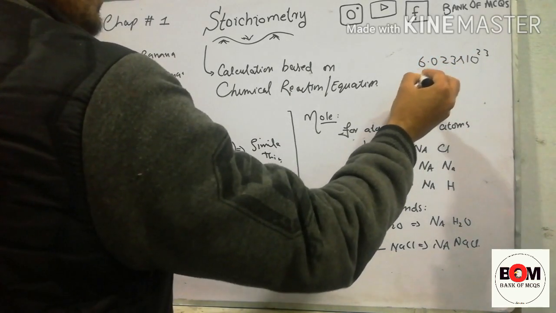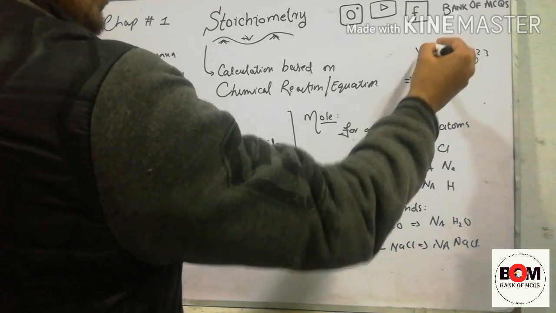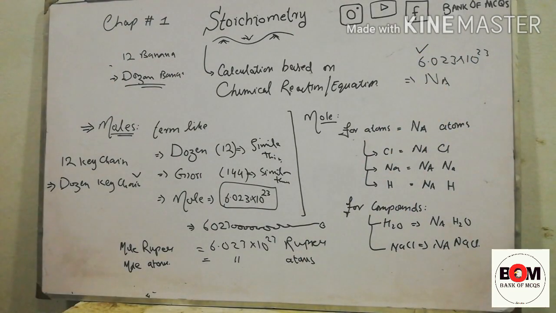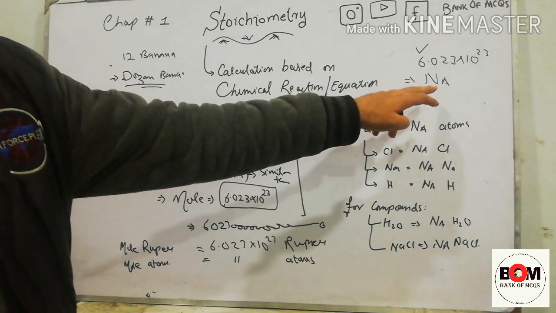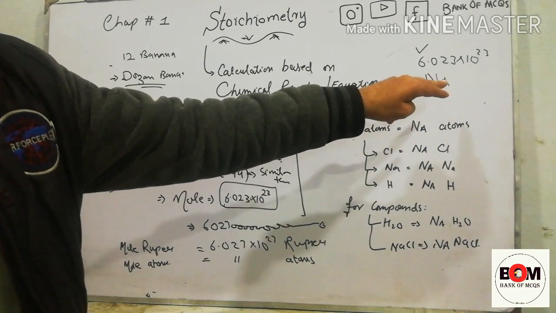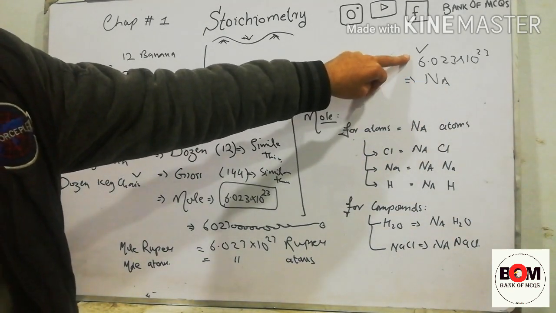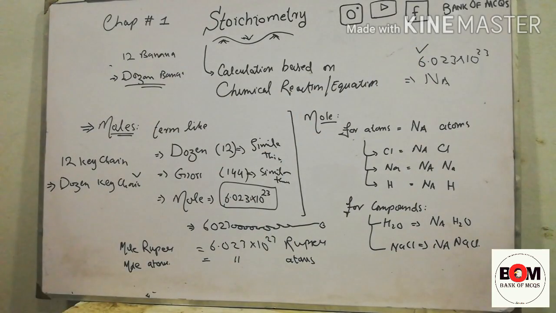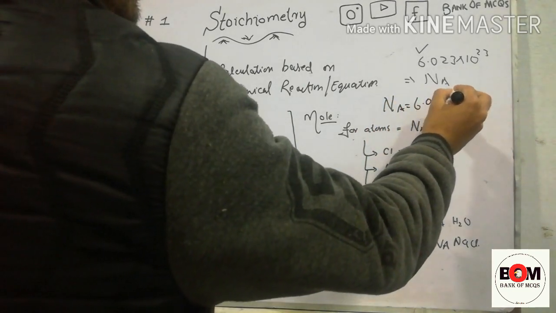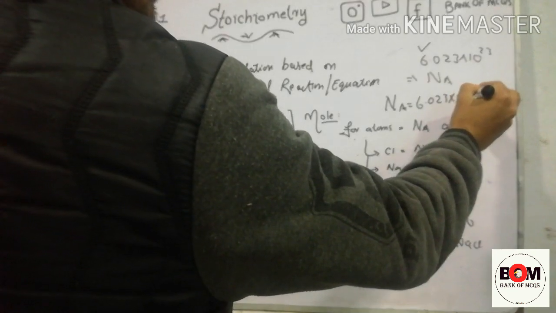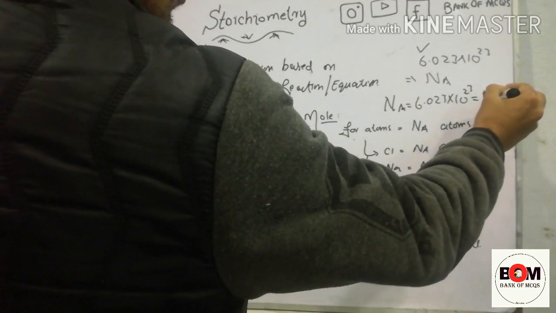In books and calculations, we represent the number 6.023 multiplied by 10 raised to the power 23 by Na, and this number is called the Avogadro number, discovered by a scientist named Avogadro. To avoid repeating this number in writing and calculation, we use the term Na. So Na equals 6.023 multiplied by 10 raised to the power 23 similar things, which is equal to 1 mole. Remember this.